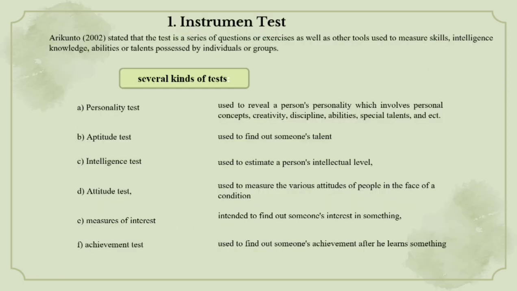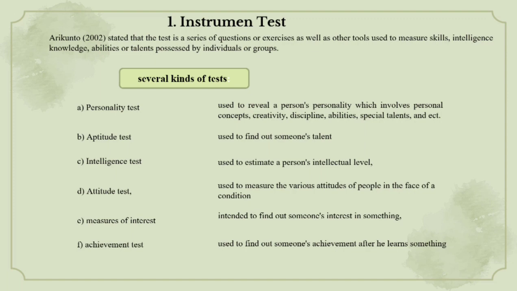Okay, first, instrument test. According to Arikunto, 2002, the test is a series of questions or exercises or other tools used to measure skills, intelligence, knowledge, abilities, or talent possessed by an individual or group. And in instrument test, there are several kinds of tests. First is personality test. Personality test is used to reveal a person's personality that involves personal concept, creativity, discipline, abilities, special talent, and etc.